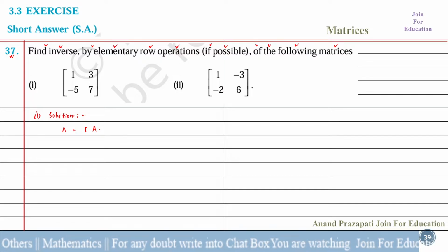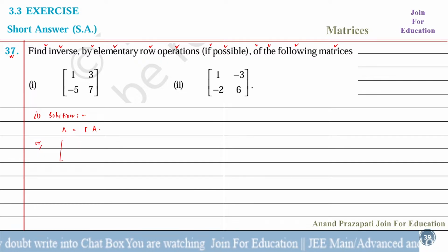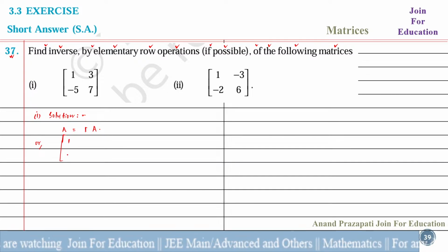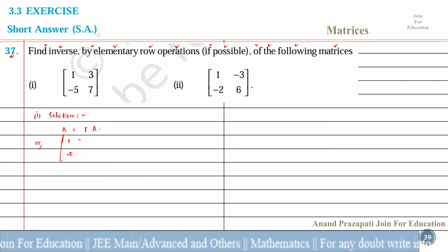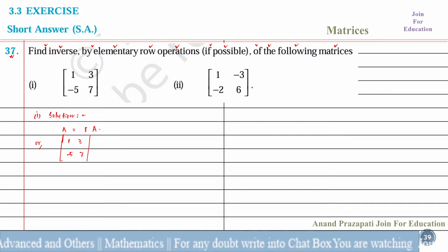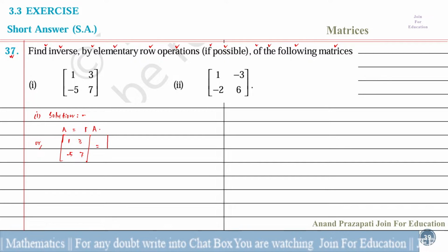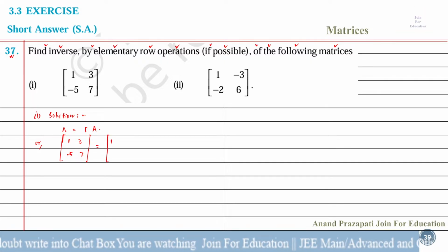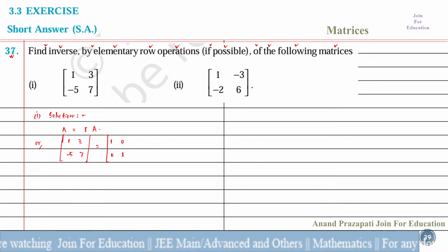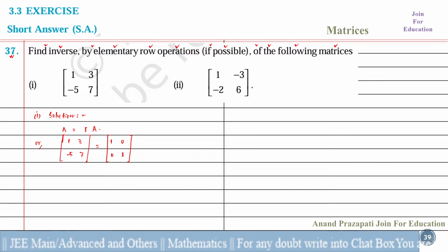There is no problem to understand up to this step, so we write down here A, the matrix with rows 1, -5 and 3, 7, equal to the identity matrix, with rows 1, 0 and 0, 1, times A.